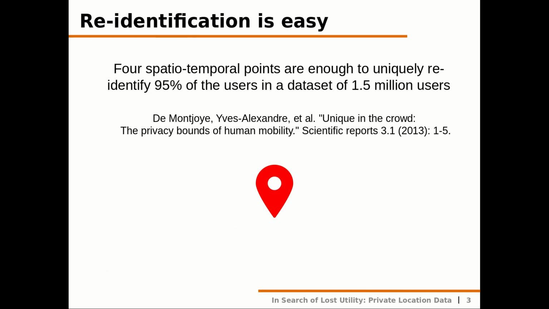Okay, so why is re-identification easy? There have been several works before. However, I think the most prominent one is this one on the screen, which shows that in a large data set of 1.5 million users, it's still possible to uniquely re-identify 95% of them using side information.